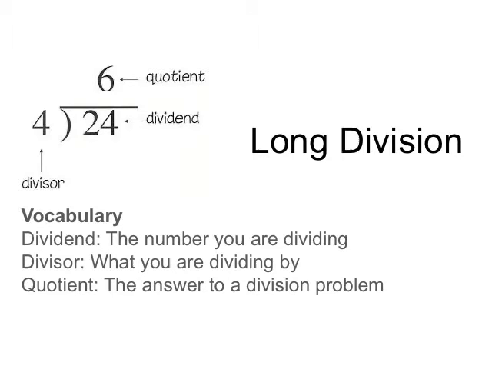So, our vocabulary for today is about the different parts of a division problem. The dividend is the number you're dividing. The divisor is what you're dividing by, and the quotient is the answer to the division problem. And you can see in my little diagram up top, I've shown the different pieces and how they appear within a long division problem. Make sure you have this all written down before you move on to the next slide.